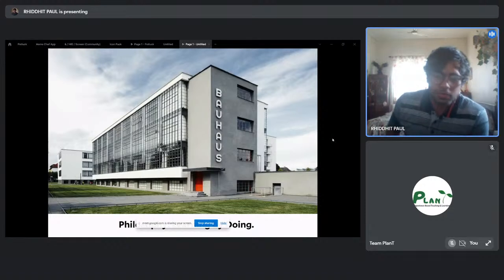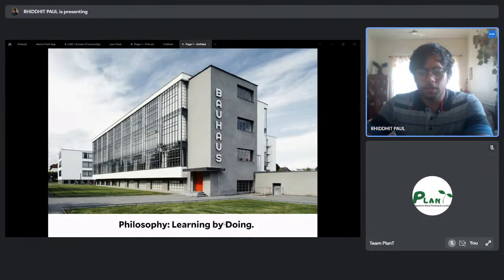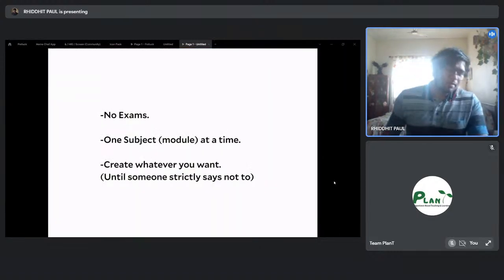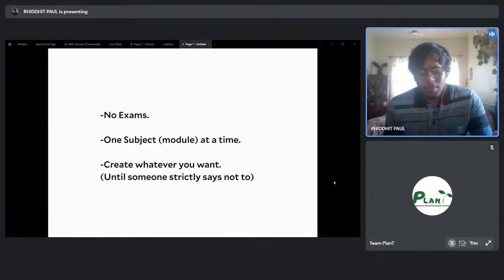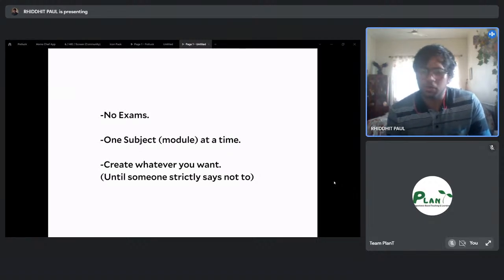So this is the Bauhaus College in Germany, and this is the philosophy that NID was founded on, the philosophy of learning by doing. And what this means is that at NID we don't have exams, we only study one subject at a time, maybe for 3 or 4 weeks at a time, right? We don't really have deadlines either. If we've started something and we want to go further in it, you can do it. No one's going to stop you. And no one tells you what you have to do in NID. You can just experiment with whatever you want to do until someone actually says, no, you're crossing the line now.